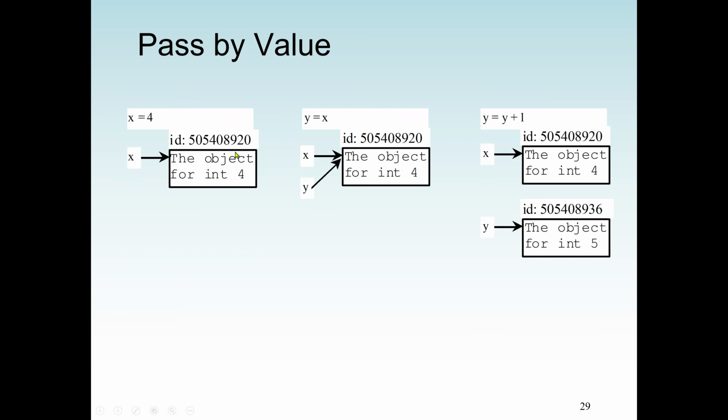Previously, when we declared x and assigned 4, we can see the address is 505.408.920. When we assign x to y, we are using the same address. They are pointing to the same memory space. But when we increment y, it creates its own memory now. It's no more a reference. So we have 505.408.936, so the addresses are different now. So that's the concept of pass by value. The values change, they are separate.